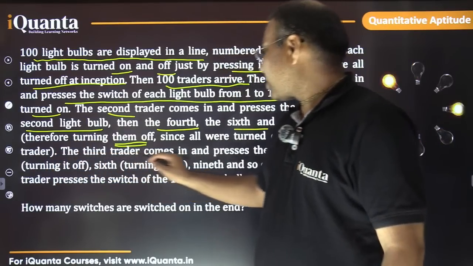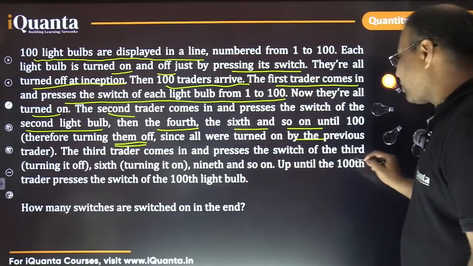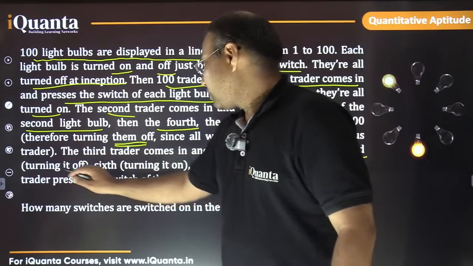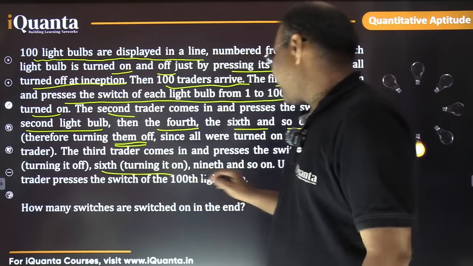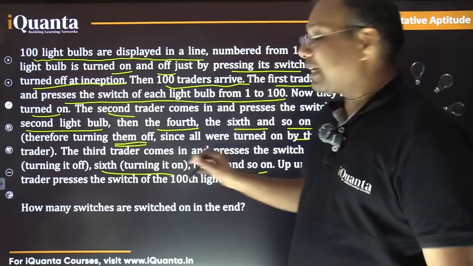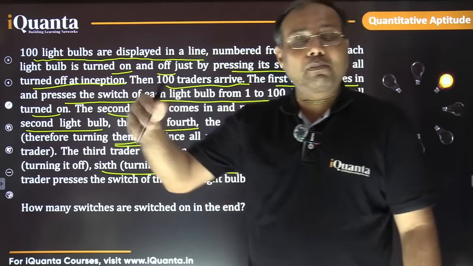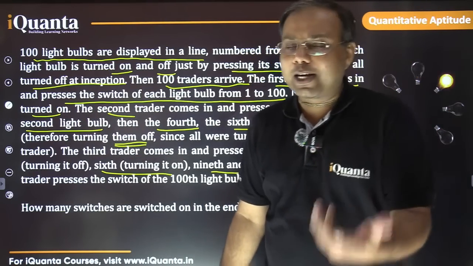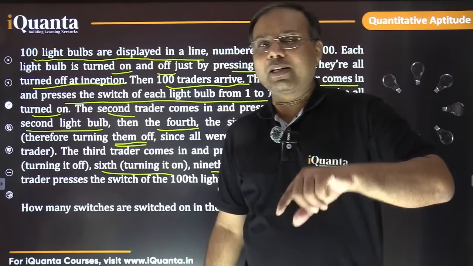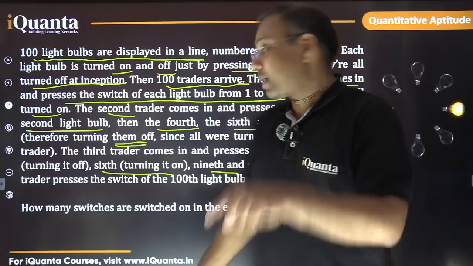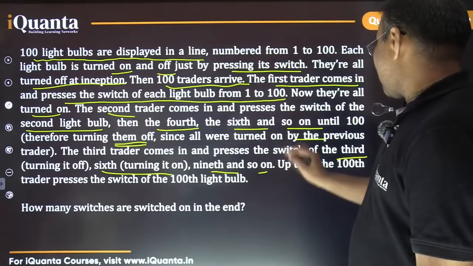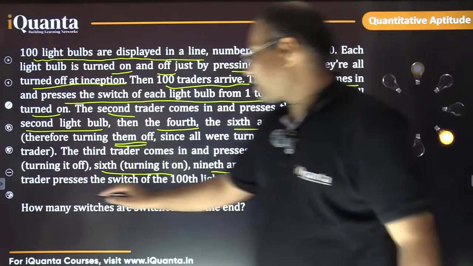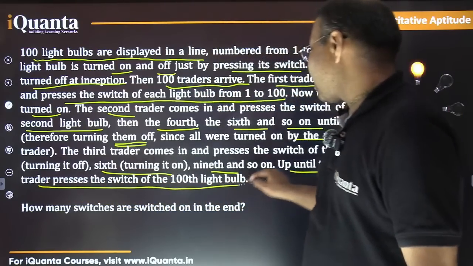Now the third trader comes in and presses the switch of the third, turning it off, then the sixth, turning it on, the ninth, and so on. So basically the third trader is now going to every third switch and altering its position. If it was on, he is turning it off, or agar off tha to usko on kar raha hai, right? So on and so on, up until the 100th trader presses the switch of the 100th light bulb.